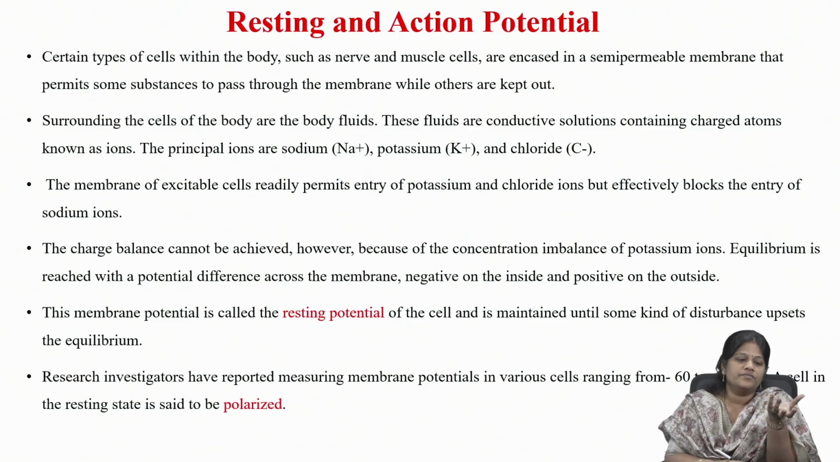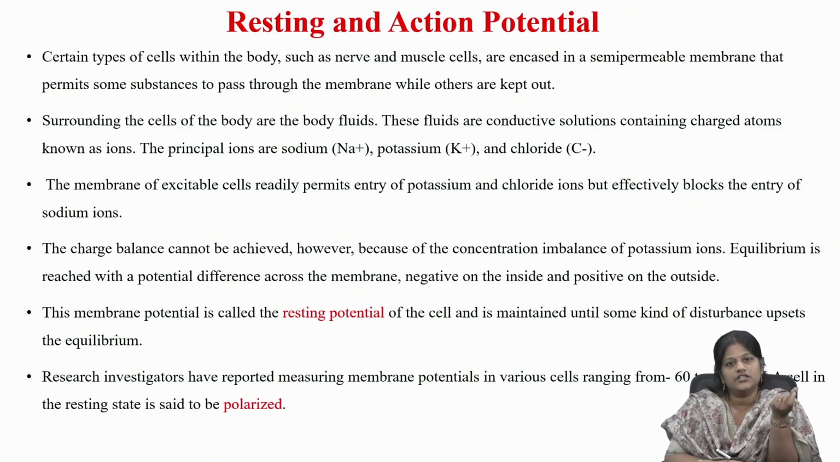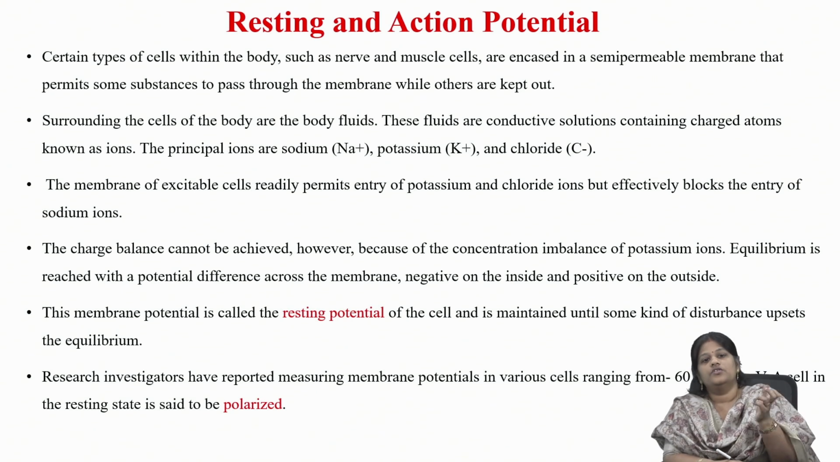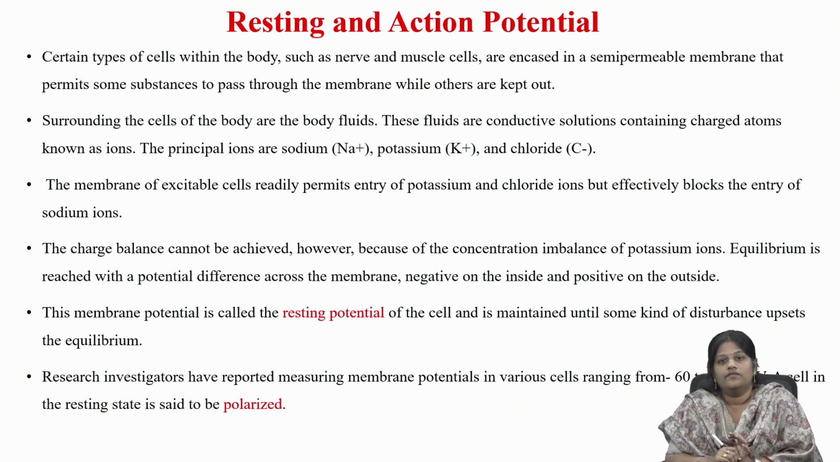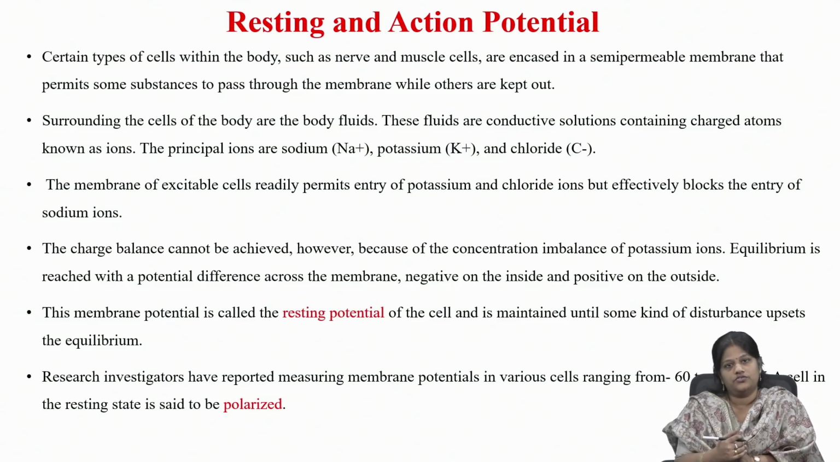There are many different types of substances present inside our human body. Some of the substances in the fluid of our body are sodium, potassium, and chloride ions. The fluids surrounding the cells of the body are called body fluids. The fluids are conductive solutions which contain charged atoms, also known as ions. The principal ions are sodium, potassium, and chloride.